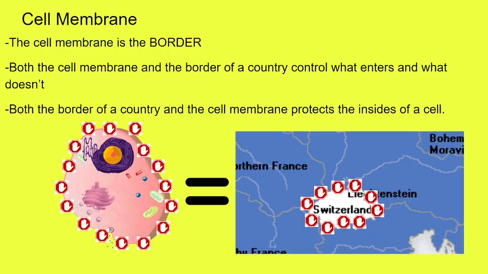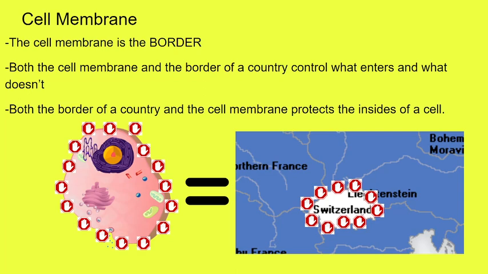First, we have the cell membrane. The cell membrane is the border. Both the border of a country and the cell membrane control what can go in and what can go out. For example, we have Switzerland over here and a cell. They both control what can go in, such as immigration and bacteria and resources and trade.